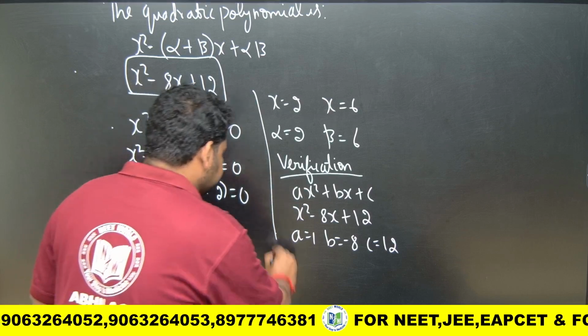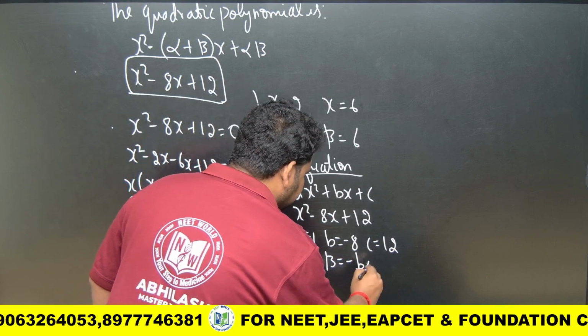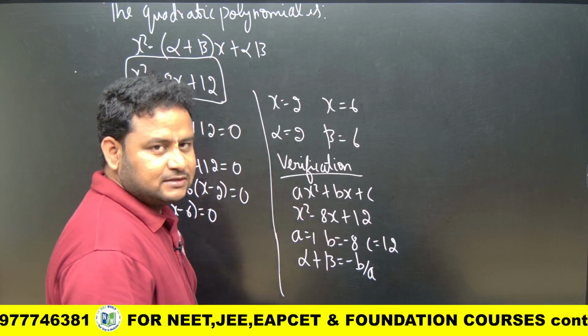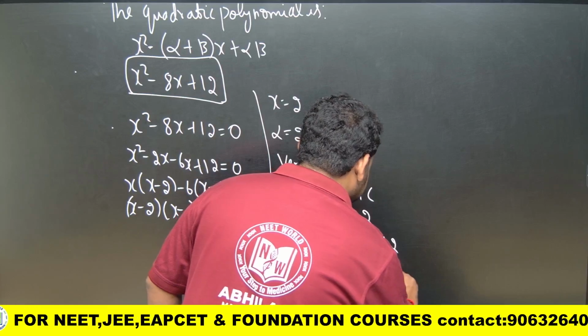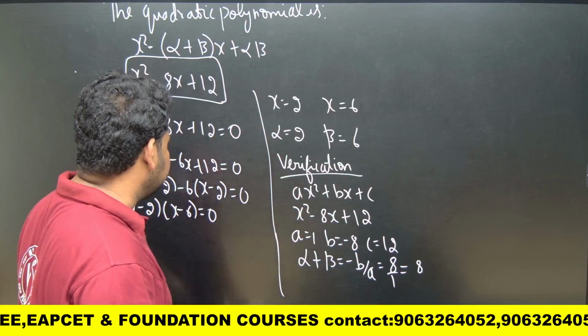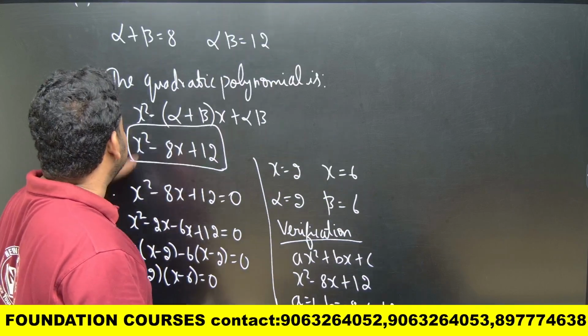Now alpha plus beta is equal to minus b by a, correct? What is b here? Minus 8. Minus of minus 8 is nothing but 8, divided by a, which is 1. So we got 8. In the question, the sum of the zeros, alpha plus beta, is given as 8.